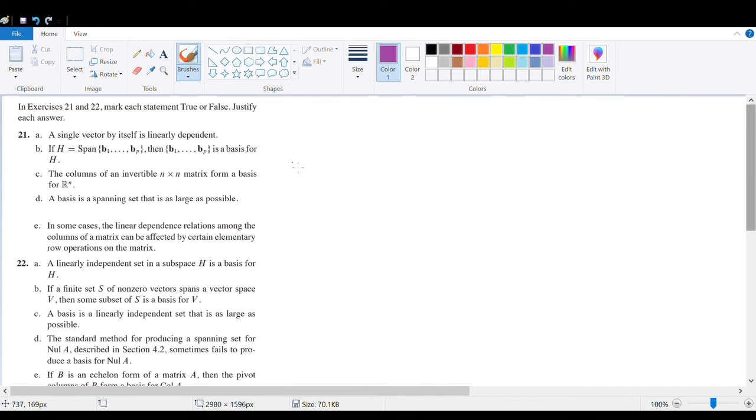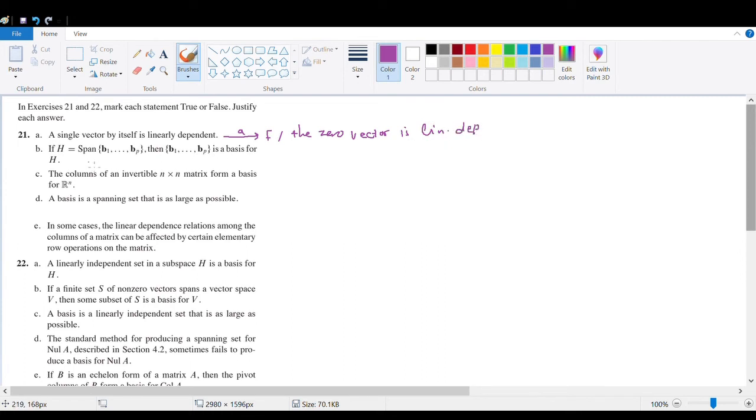In exercises 21 and 22, mark each statement true or false. Justify each answer. The first one: a single vector by itself is linearly dependent. We said the zero vector is linearly dependent, so we cannot generalize this one. So this one is false. The zero vector is linearly dependent.